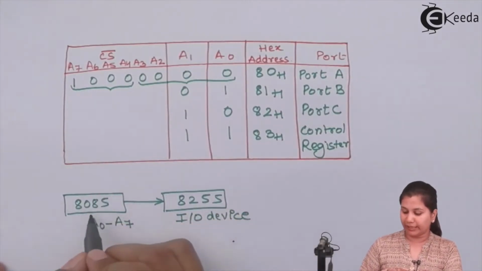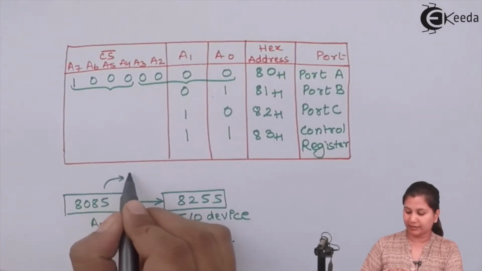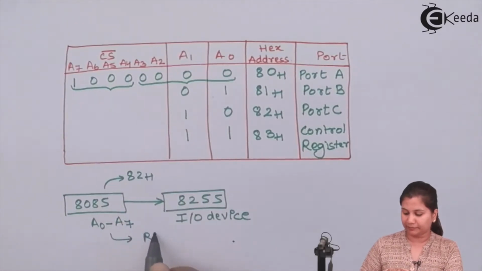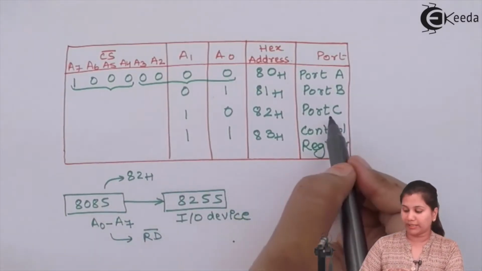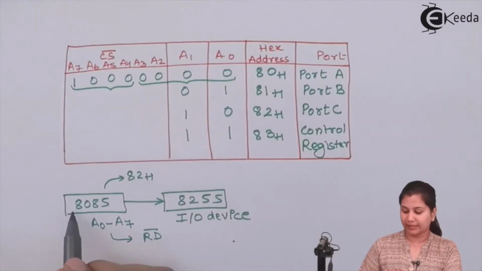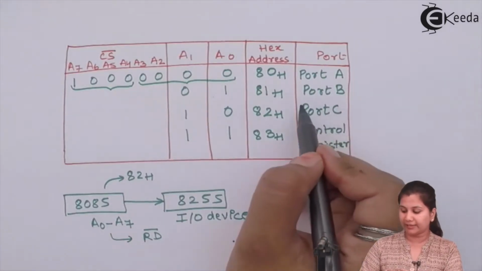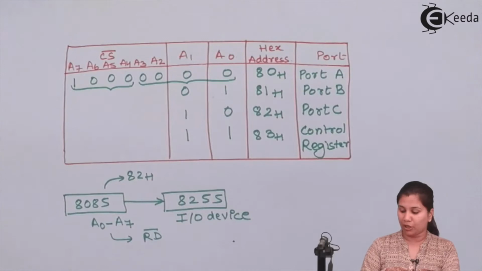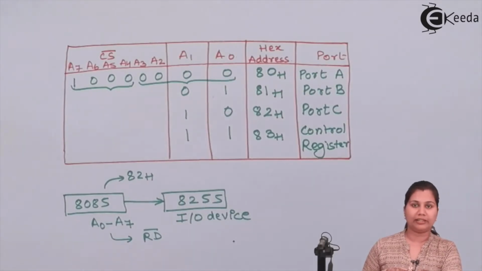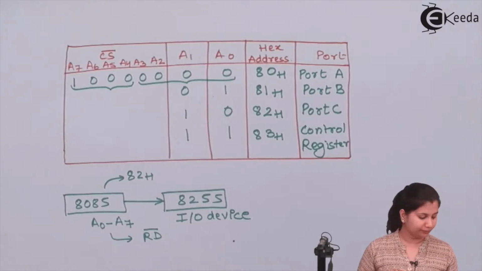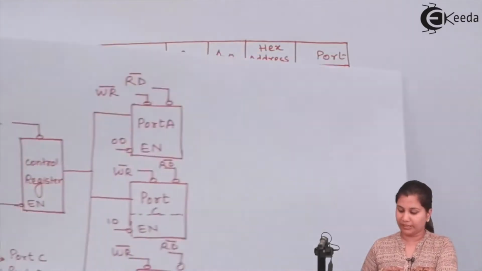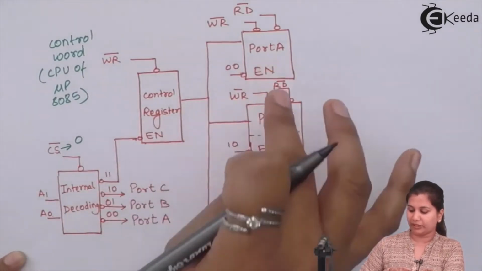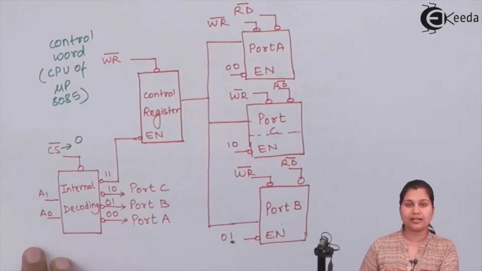So suppose the 8085 is sending the address 82H and the read signal is activated, then port C will be read by the microprocessor, and whatever data is available on port C will be given to the 8085. So this is how the 8085 and 8255 communicate with each other. We can see this diagram here again. These addresses are provided, and respectively the ports and the control register are selected.